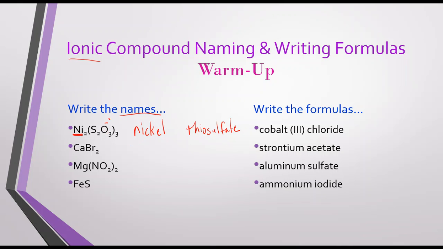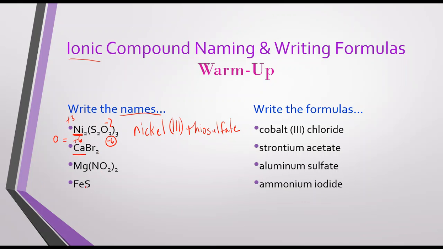This is a -2, right? And there's 3 of them. 3 minus 2s, that adds up to a total of -6. So if there's 2 nickels that have to add up to a +6, remember this needs to add up to 0. That means the nickel is a +3. Very good. So I need a Roman numeral 3 here. Exactly right. So that would be the name for this particular one.